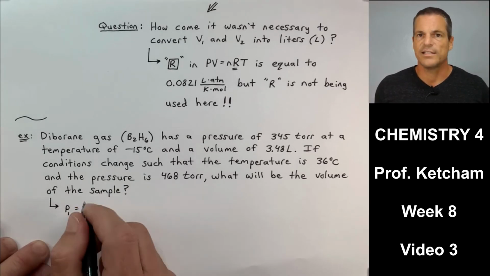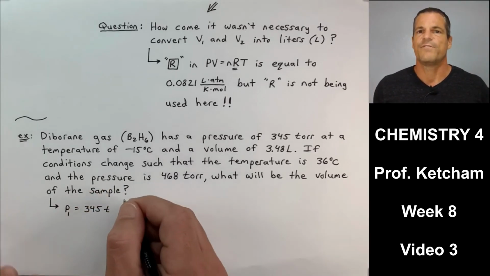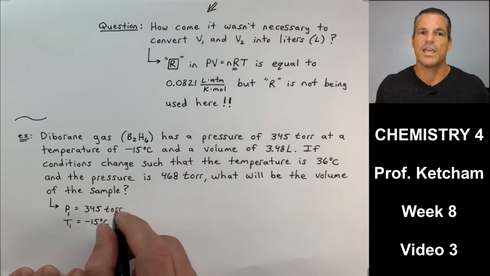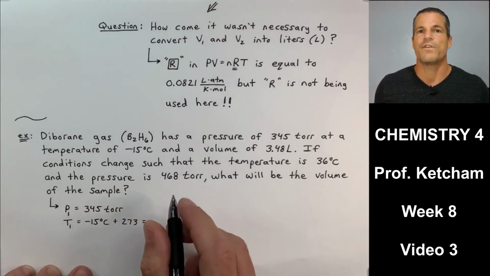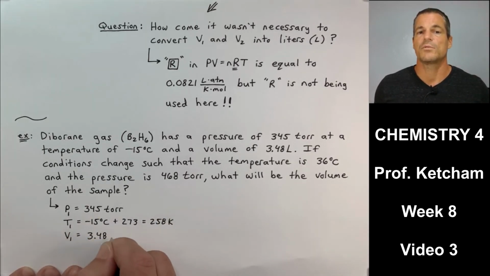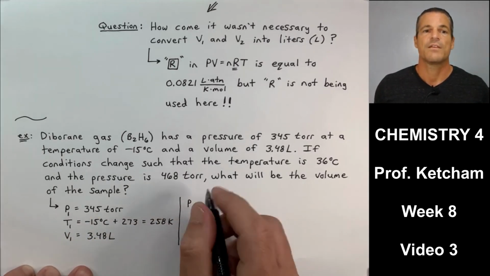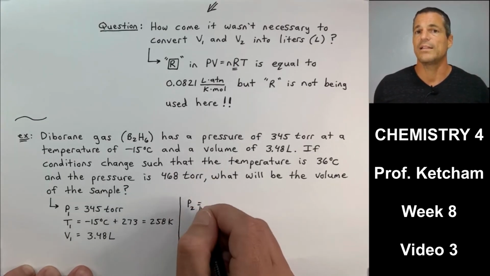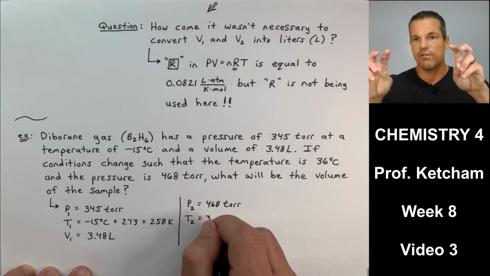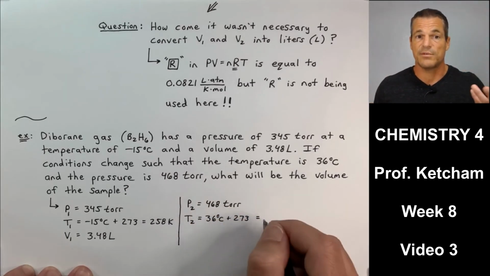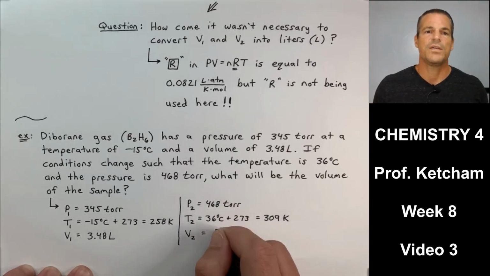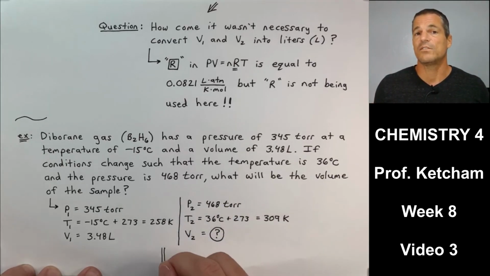Okay, so what will be the volume of the sample gas? Well, let's just make a list of everything that we're given here and figure out what it is that we need to solve for. P1, 345 torr. T1, minus 15 plus 273 equals 258 K. V1, 3.48 liters. Well, they also had "if conditions change such that." So now I have a T2, a P2, and I have to solve for V2.